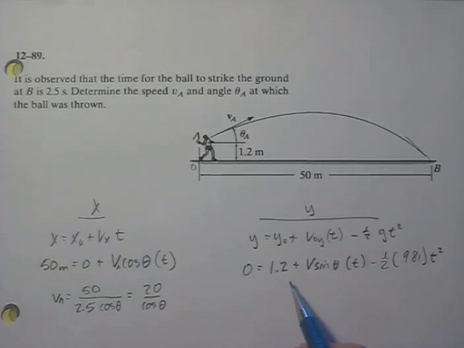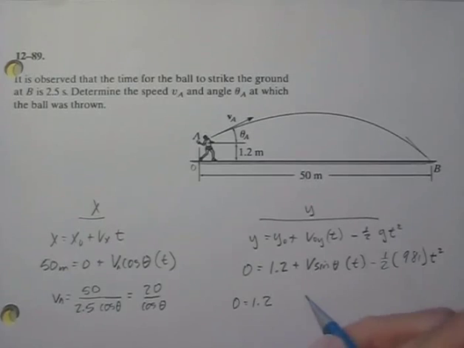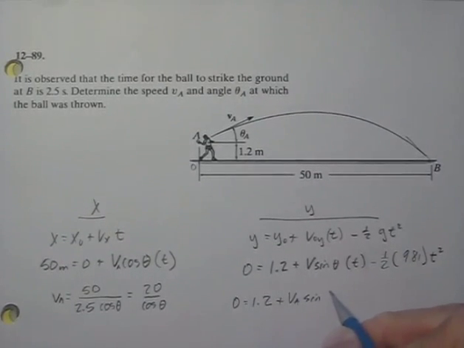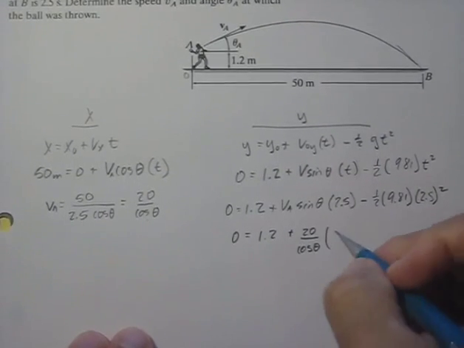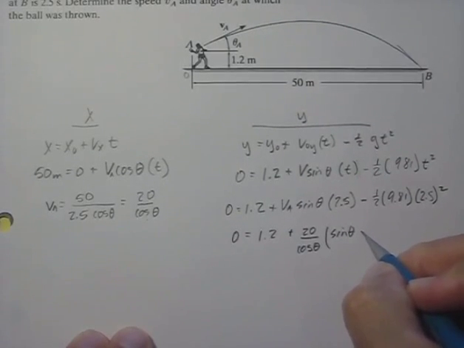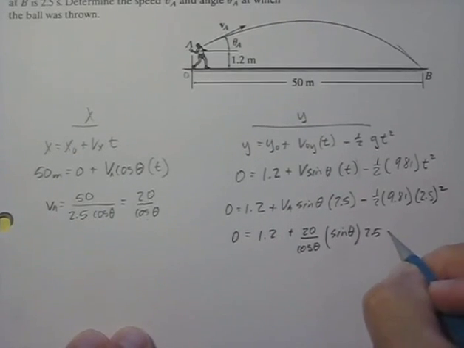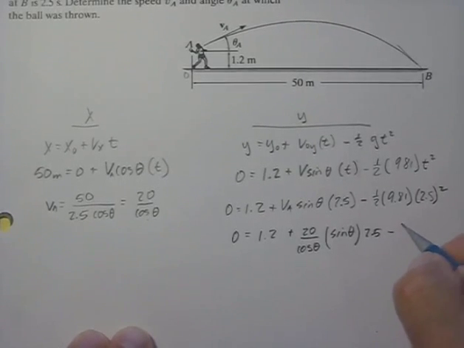All right, then back on this side, let's see what we've got here. 0 equals 1.2 plus VA sine of theta times 2.5 minus 1/2, 9.81, 2.5 squared, and that gets us to 0 equals 1.2 plus. Now here's where we can do some substituting. Let's put this VA into that piece right there. So I'm going to call this 20 over cosine of theta, times sine of theta times 2.5. And then this evaluates at 30.656.